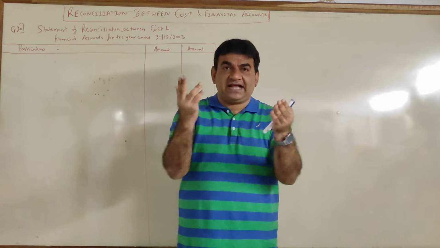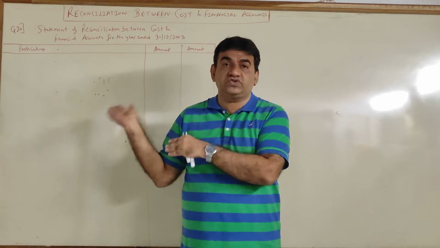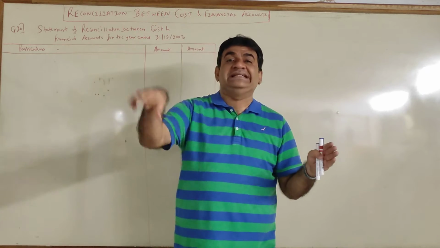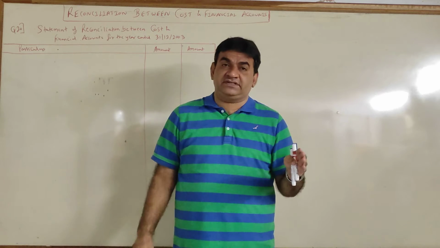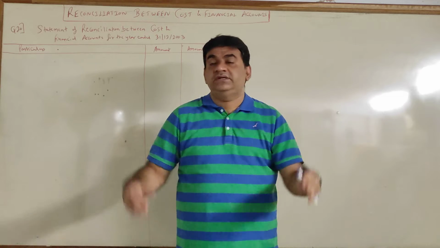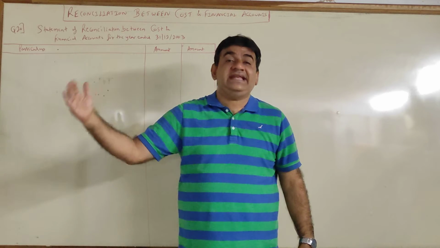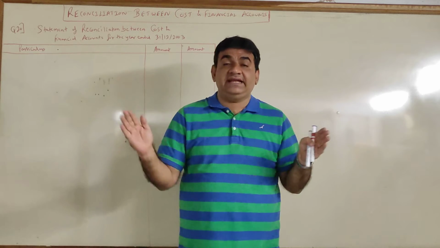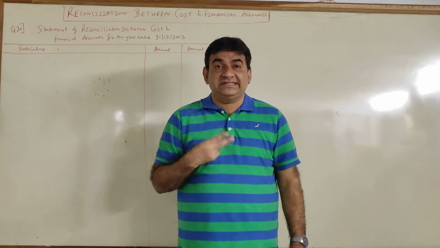Where there is a difference, it has to be there, because if there is no difference, there is no point in doing this chapter. Find out the difference and find out the reason why there is a difference. Suppose your financial account shows a profit of 1 lakh rupees. Cost accounting shows a profit of 80,000. So first step, compare the profit. 1 lakh, 80, a difference of 20,000.